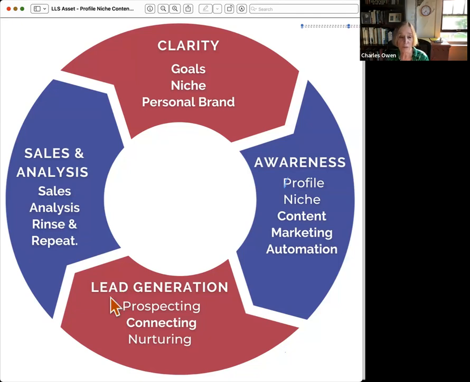Okay, the final step in LinkedIn is sales and analysis. Now you're going to set up something in this area that relates back to here. Sales analysis is looking at your metrics on LinkedIn. LinkedIn has a couple of things that are very, very helpful. One is called the Social Selling Index, and in a short while, I will drop a link to that for you.